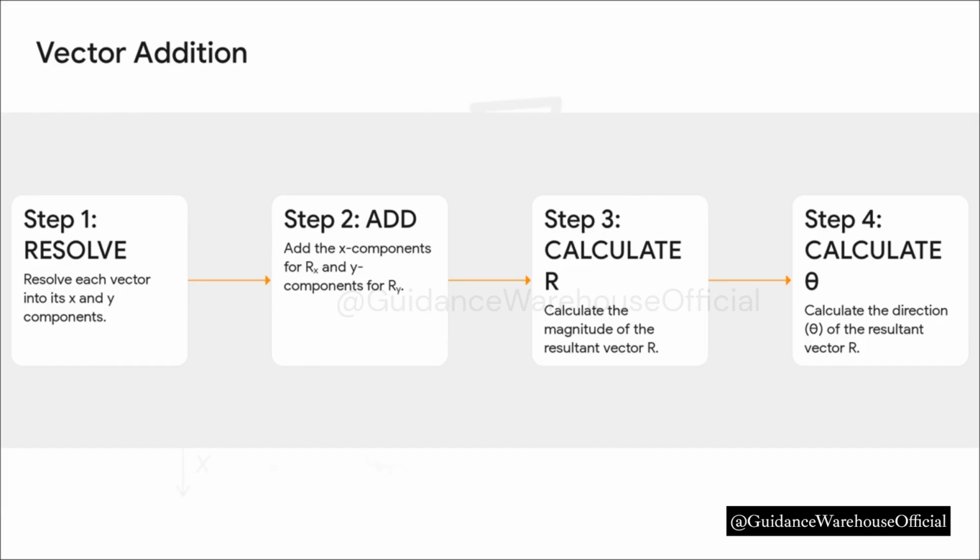Step 2, add. This is the easy part. Just add up all the x components to get a total x, and add up all the y components to get a total y. Now you have the components of your final answer, which we call the resultant. So, step 3 and 4 are just calculate. You use those new total components to find the final magnitude using Pythagoras, and the final direction using inverse tangent.